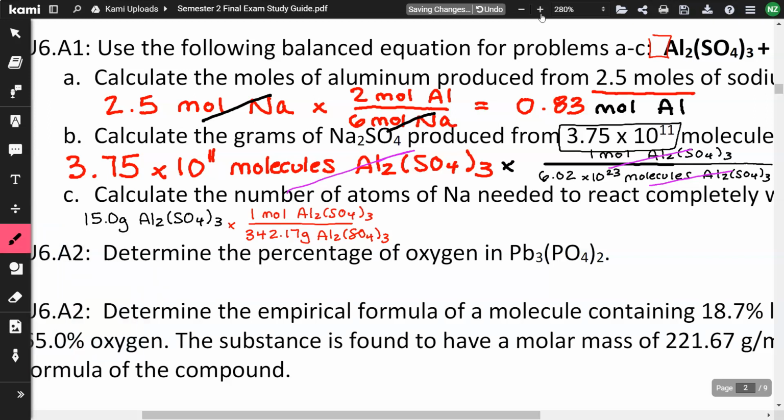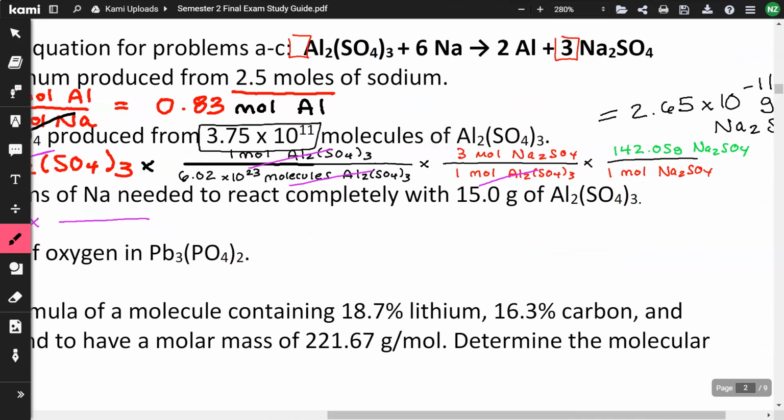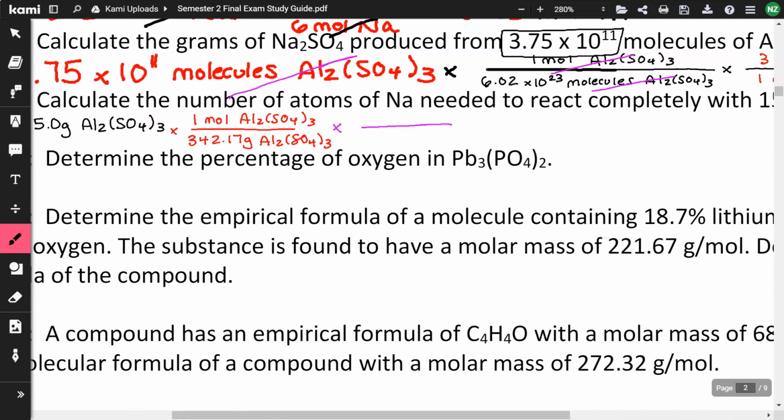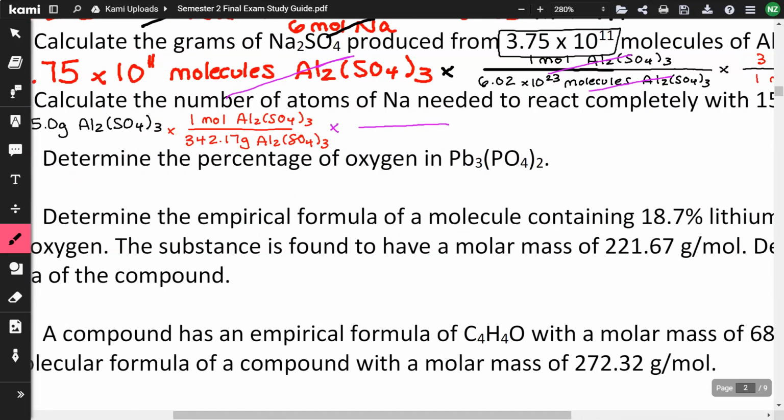Okay, our next step is a mole ratio. So we're going to go from Al2SO4 to just sodium. So if you go back to the original question, it is a 1:6 ratio. So for every 1 mole of our aluminum sulfate, we have 6 moles of sodium.